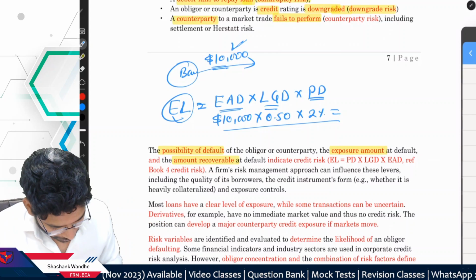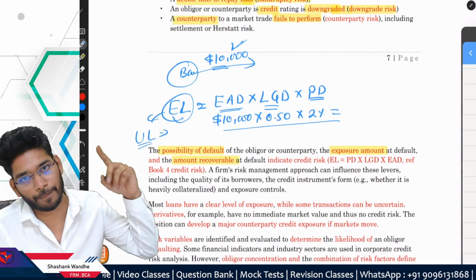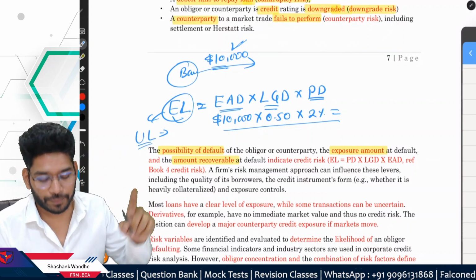Now, similar to expected loss, we also have unexpected loss, and unexpected loss is covered in FRM Part II, Credit Risk, reading number 3.